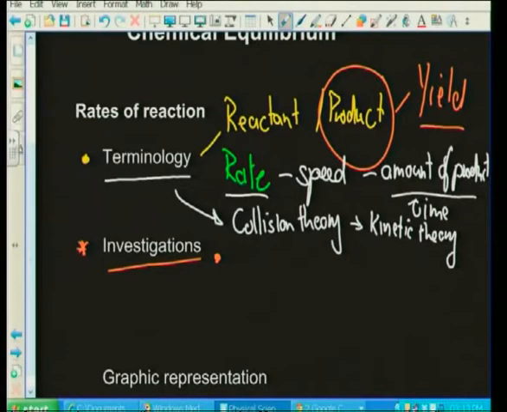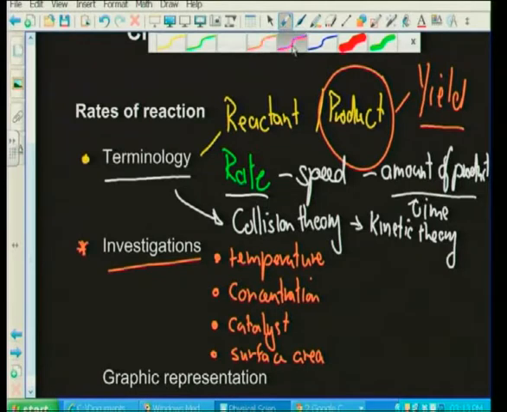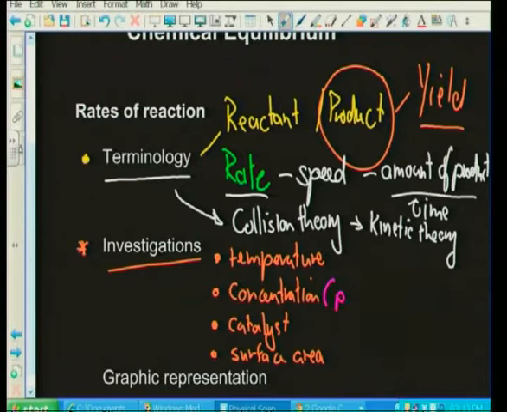We recognize that there are four factors that affect the rate of any given reaction, and those include temperature, concentration, the addition of a catalyst, and surface area. Now, if we're dealing with gases, I suppose one could recognize that concentration and pressure are related there. So we can include those as being four factors that can be investigated.